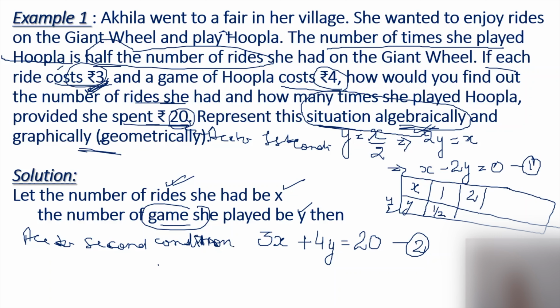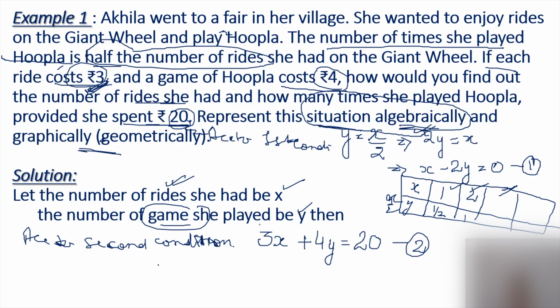Let us consider x is equal to 1, we will get y is equal to 1 by 2. x is equal to 2, we will get y is equal to 2 by 2, that is equal to 1. And if we are very sure, two points are sufficient, otherwise three points are sufficient to draw a graph.